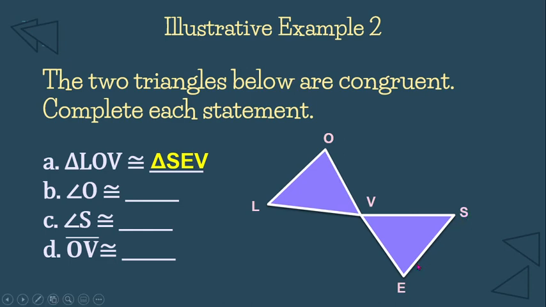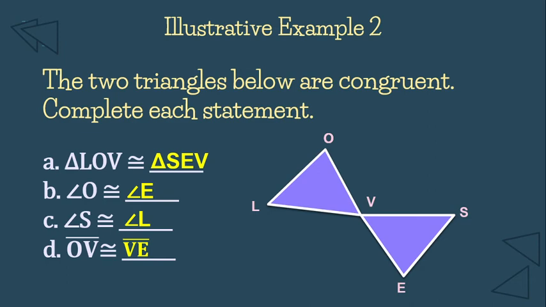Kasi dito SEV. So, angle O is congruent to angle E. Very good. And angle S is congruent to angle L. And side OV is congruent to side VE. Oh, no, wrong. The answer should be EV.